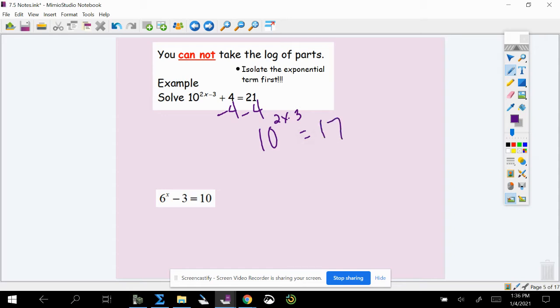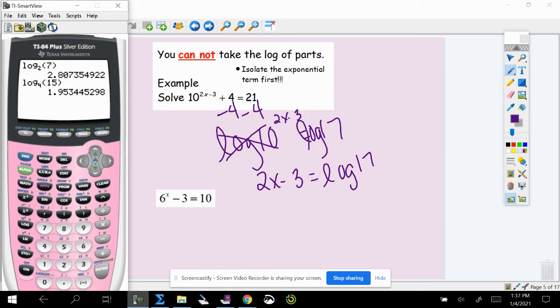Now you're going to take the log of both sides. Since this is base 10, it's just going to be the common log on both sides. This will be even easier on your calculator. Common log or natural log are the best because they have a nice calculator button. So the common log and base 10 will cancel. You'll be left with 2x minus 3 equals the log of 17.